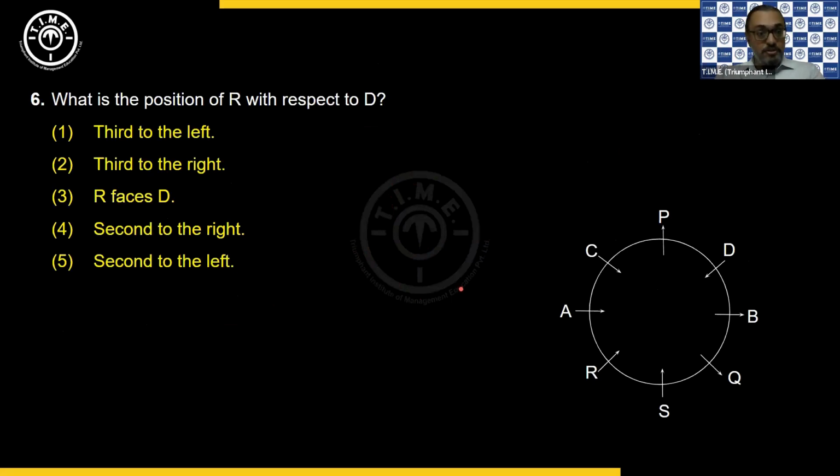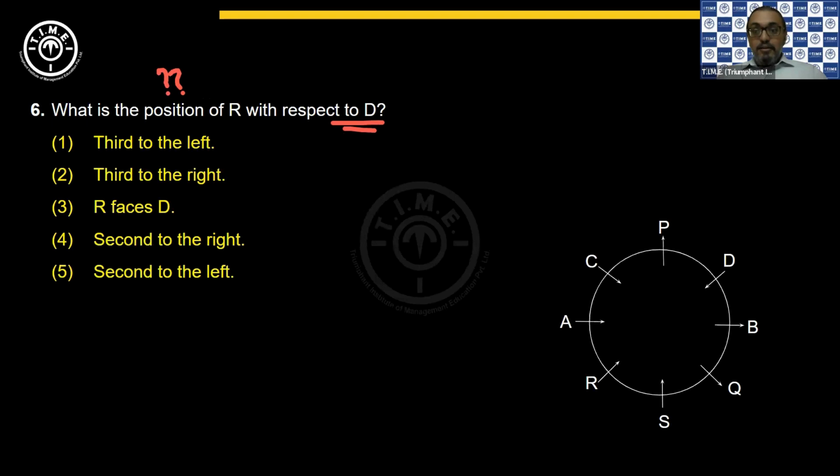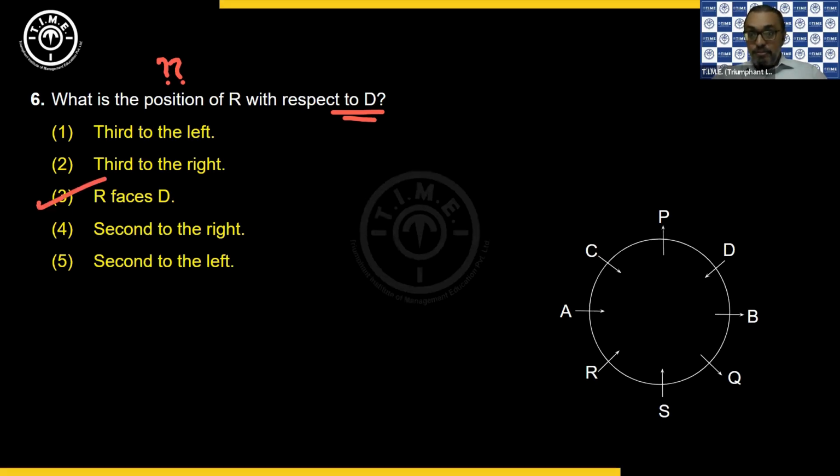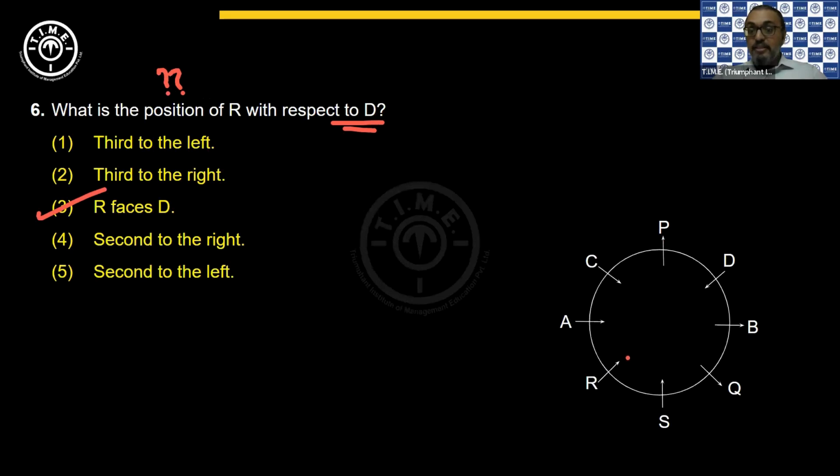Now coming to the questions. What is the position of R? So from D, I have to check. Please check and see what is the position of R I will get from D's position. Right. Option 3. Yes, that is correct. Excellent. R is facing D. Very good. Because they both are facing the center, so you can say they are facing D.